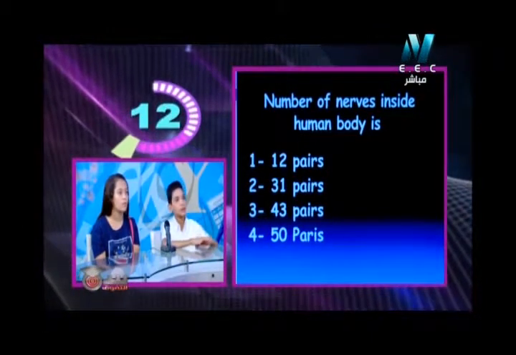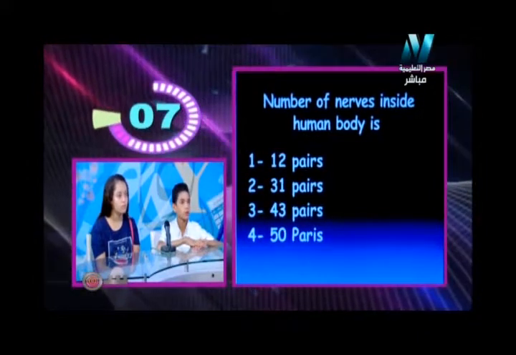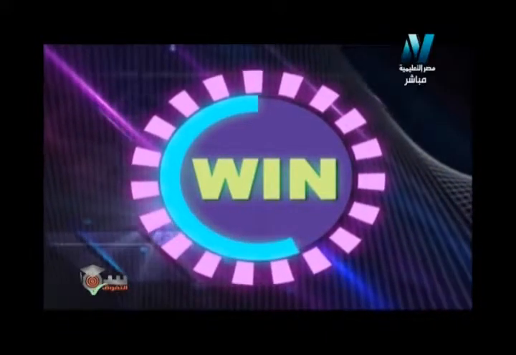Because 12 pairs are what we call the nerves of the brain, or cranial nerves. There are also 31 pairs that we call spinal nerves. So if we add 12 pairs plus 31 pairs, they will be 43 pairs of nerves. So in our whole body we have approximately 43 pairs of nerves, 12 pairs coming out of the brain, which we call cranial nerves, and 31 pairs we call spinal nerves, coming out of the spinal cord. So excellent, Karim. The second team will have another point.